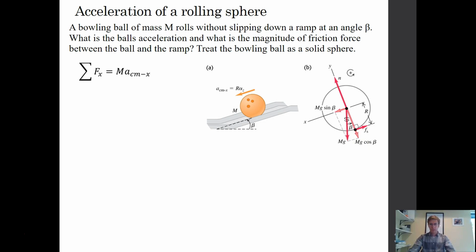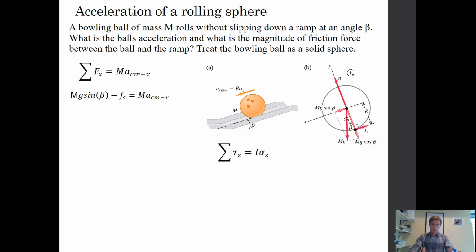So the sum of the forces in the x direction equals ma. Cool. So we go ahead and plug in. In the positive x direction, which I'm calling down the ramp, I have mg sine beta. In the negative x direction, I have the friction. That's all. And that equals ma. Cool. I don't know friction and I don't know a. Two unknowns. Bummer. So let's look at some of the torques now.